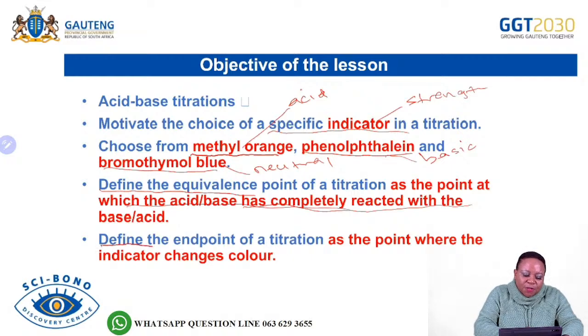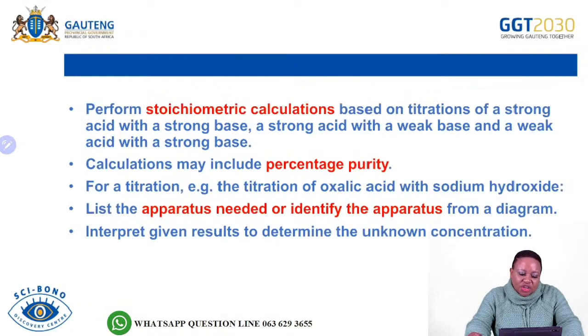You also need to define the end point. This is the point where the color of the indicator changes. Definitely, we know that when the color of the indicator changes, it is also showing us that the acid and the base have reacted with each other. Therefore, these are the two definitions that we need to understand as we'll be doing our acid-base titration.